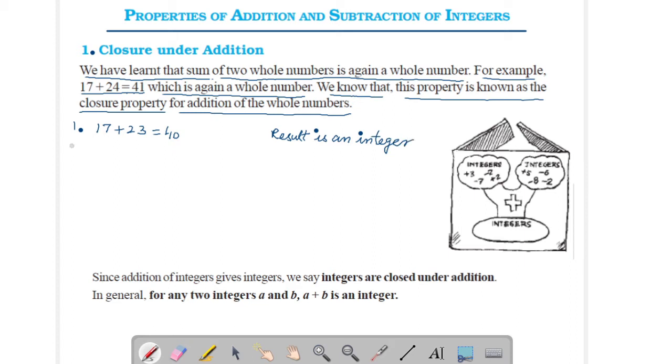Take second example, minus 10 plus 3. What will you get? You will get minus 7. Here also result is an integer.